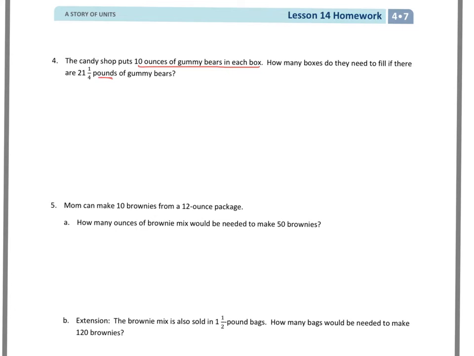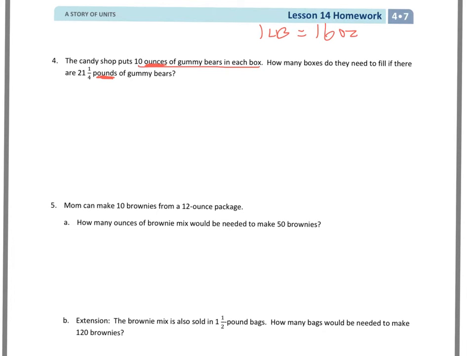So I see my two units, pounds, ounces. I'm going to change this 21.25 pounds into ounces because it's easier to make a larger unit into a smaller, meaning ounces are a smaller unit of measure than pounds because 1 pound is 16 ounces. It takes more ounces to make a pound.